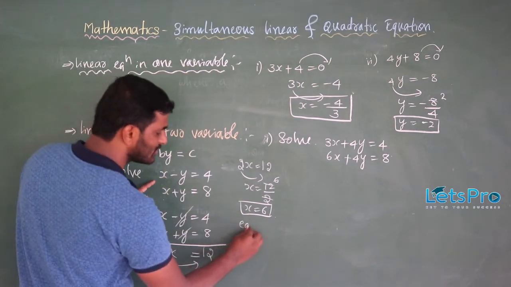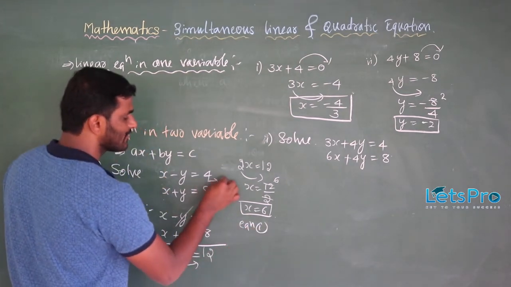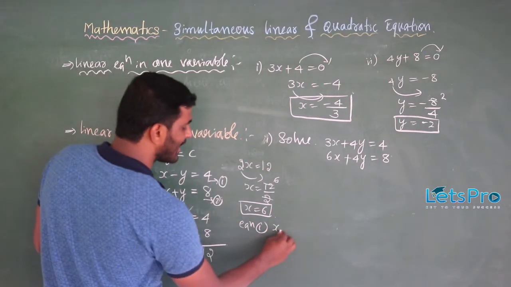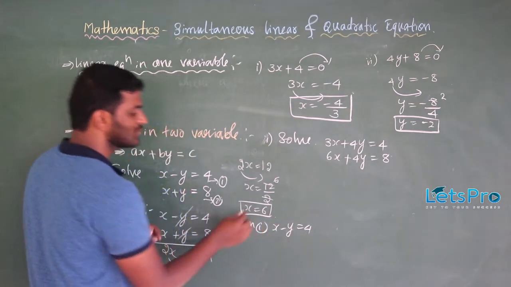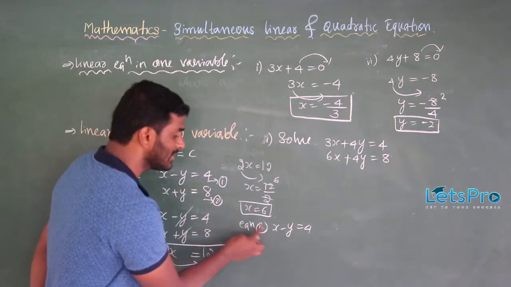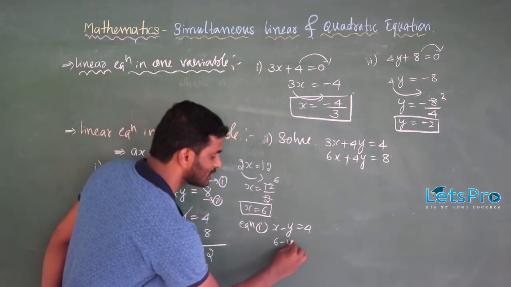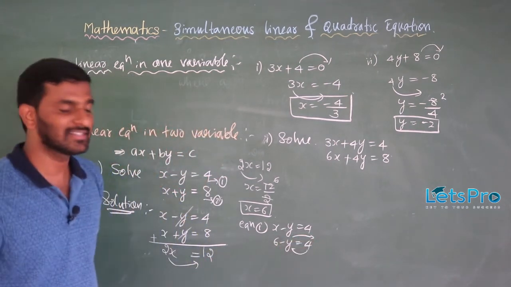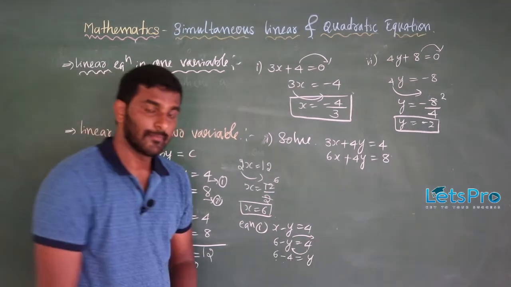So let us choose equation number 1. Let us call this equation number 1, and this equation number 2. Hence equation 1, x minus y is equal to 4. As you know from equation number 1, x is equal to 6. So 6 minus y is equal to 4. Take y to the right side and take 4 to the left side.